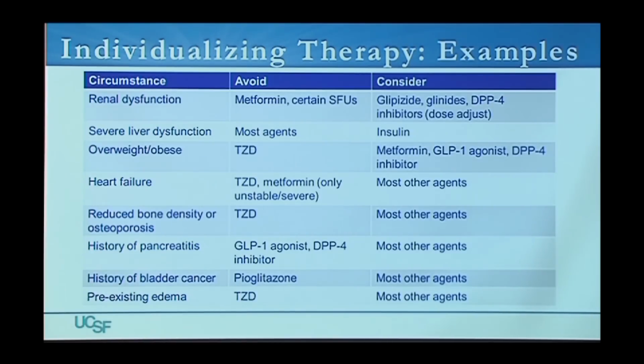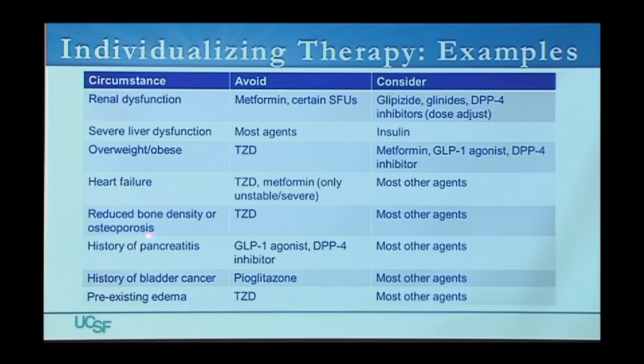So that's just going to be out of the options for you. Someone with very severe liver disease, really insulin is probably the safest choice. I mentioned heart failure. We would quite often avoid the thiazolidinediones.